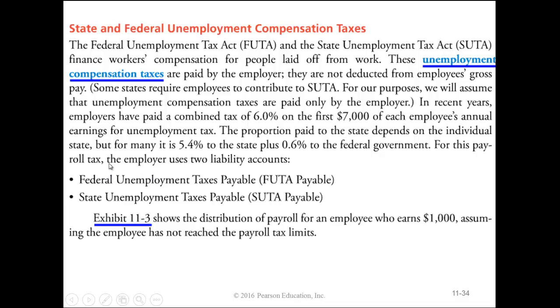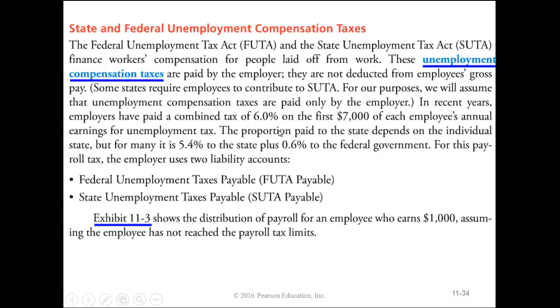You know how if you're laid off, you're able to draw unemployment benefits? Well, this is how that's paid for. There's taxes your employers have to pay. They have to pay FUTA and SUTA, so federal unemployment taxes and state unemployment taxes. And it says here, in recent years, employers have paid a combined tax of 6% on the first $7,000 of each employee's annual earnings for unemployment tax.